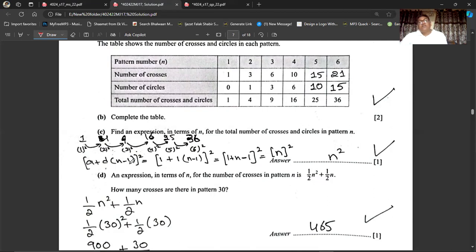So it's 1 plus bracket n minus 1 bracket close whole square. So it's 1 plus n minus 1. So plus 1 minus 1 gone. So n square, n square.